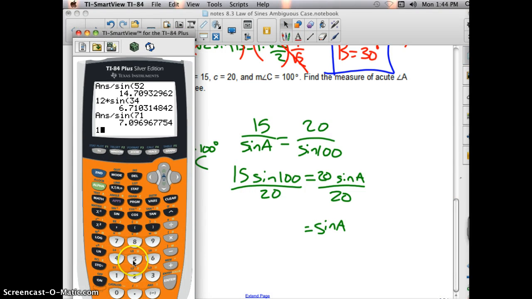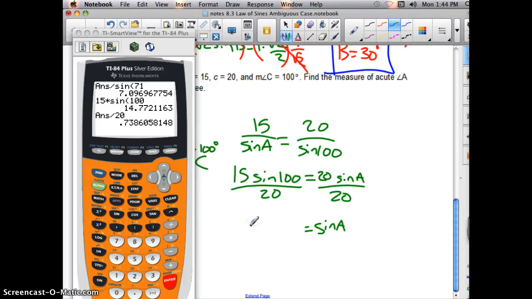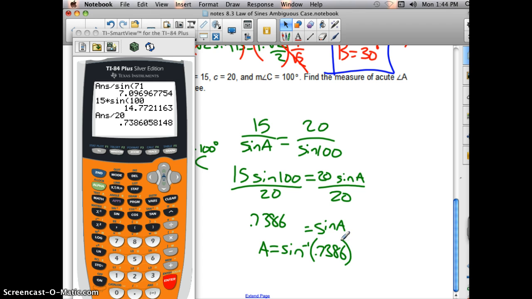I do 15 times the sine of 100, and that gives me 14.772. Divided by 20 is going to give me 0.7386. And I want to keep 4 decimal places, 0.7386. Once I keep 4 decimal places, then I can do my arc sine of 0.7386, and that will give me my answer.